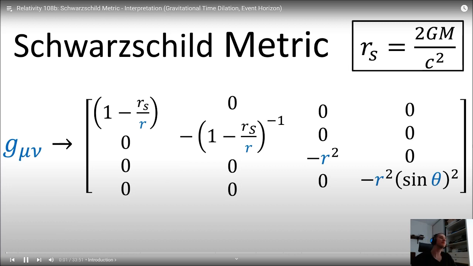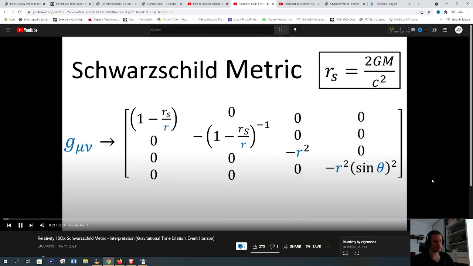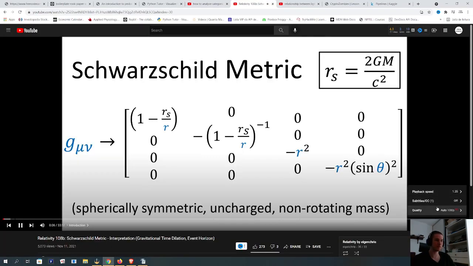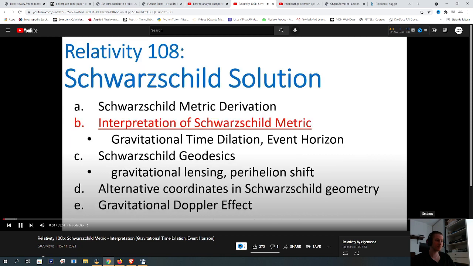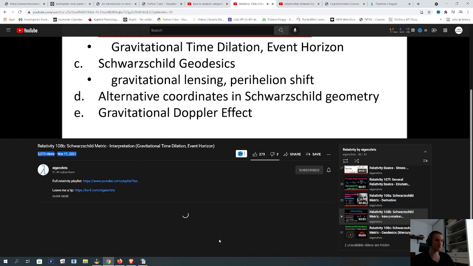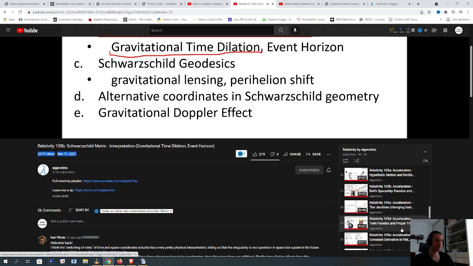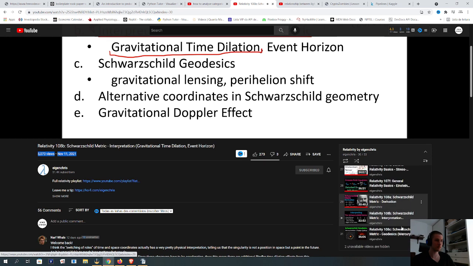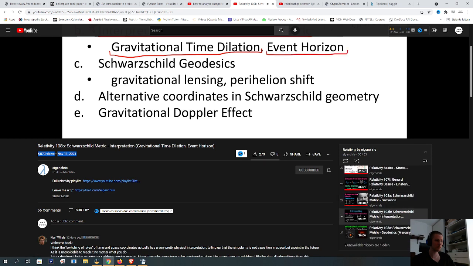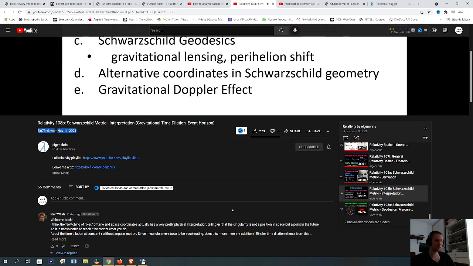In the last video, we derived the Schwarzschild metric for the curved spacetime around an uncharged, non-rotating spherical mass. In this video, we're going to interpret what this metric means. We're going to look at the physical meaning of the r and t coordinates, how we get gravitational time dilation for observers at different distances from the mass, and give physical meaning to the Schwarzschild radius Rs as the event horizon, a surface beyond which light can never escape.